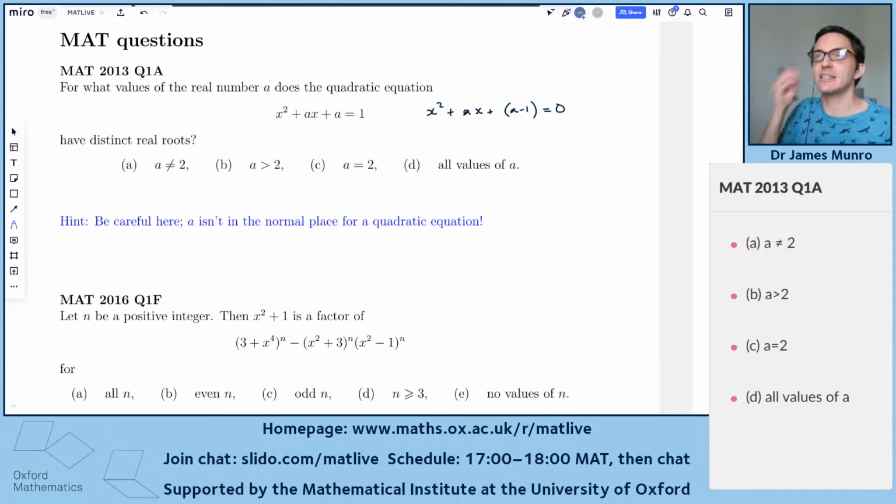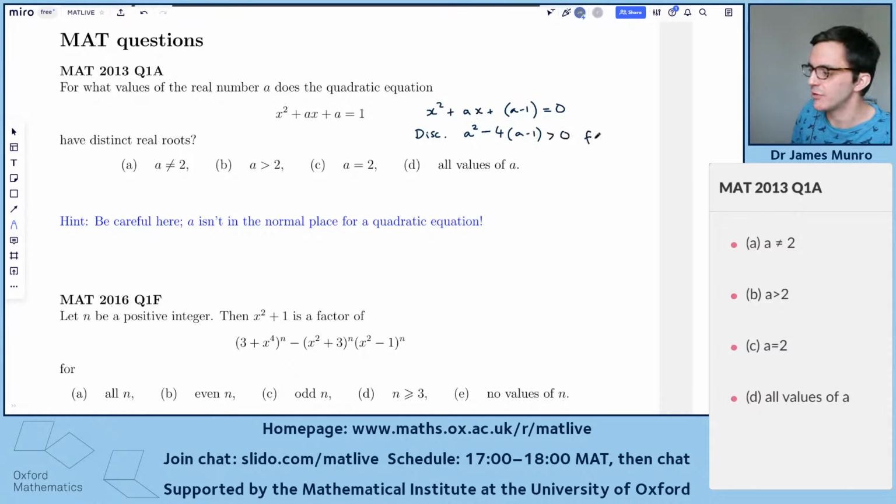Second thing I might get wrong is that my discriminant is about b squared minus 4ac, where in this question a is not b and it's not c. The letter a is just in a strange place in this quadratic. My discriminant is b squared, the second coefficient squared, minus 4 times the first coefficient times the last coefficient, and I want that to be strictly positive for two distinct real solutions.